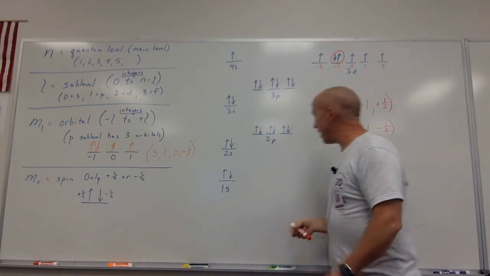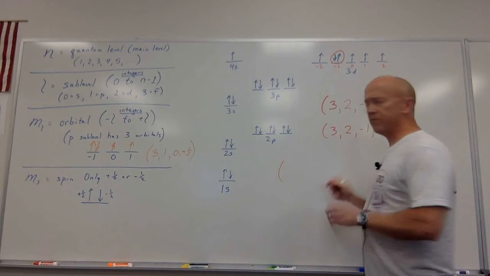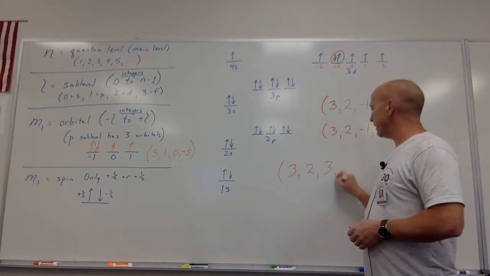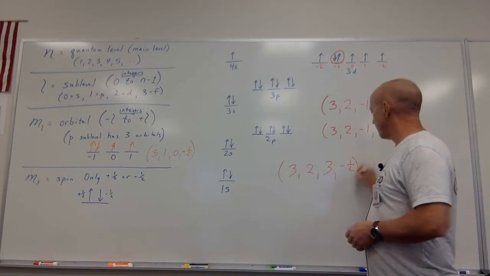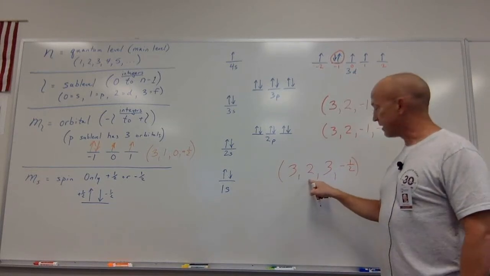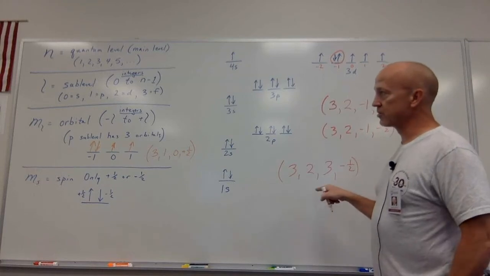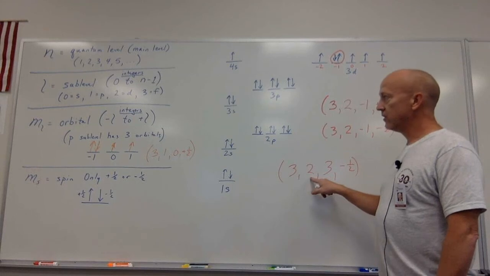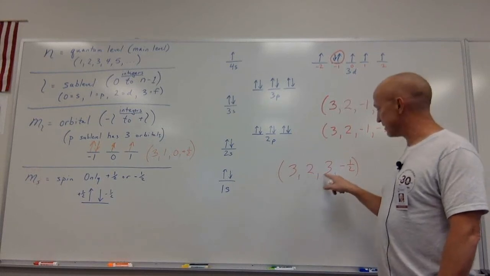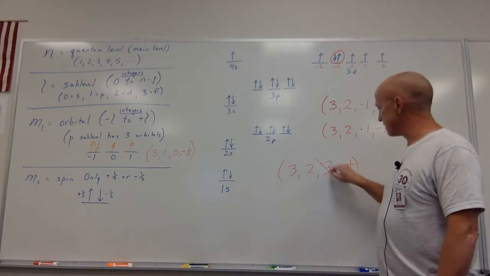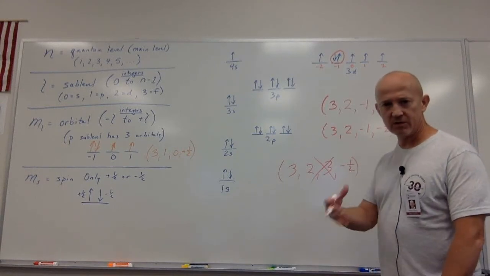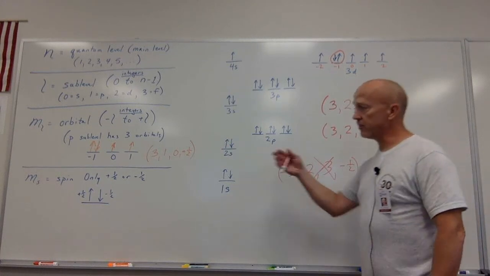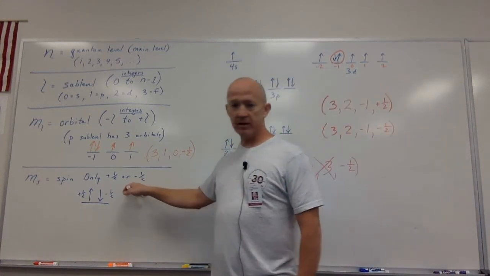By the way, that's also how you can tell if a set is invalid. Let's say I had 3, 2, 3, and negative 1/2. Well, right here, there's a problem, because this third number can only be as great as the number previous. It has to be negative L to positive L. Since it's greater than positive L, this is a no-go. So that's the way we can tell if a set of numbers is inaccurate. And then the last number, of course, pertains to the spin. It can only be plus or minus 1/2.